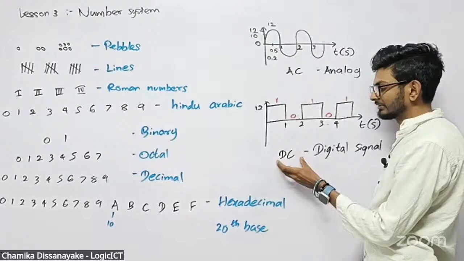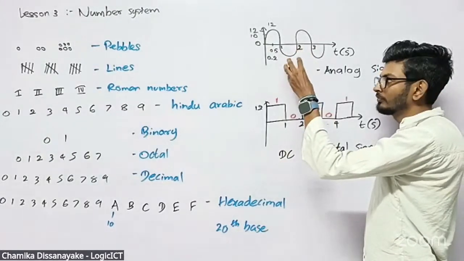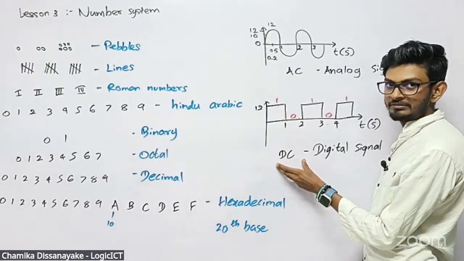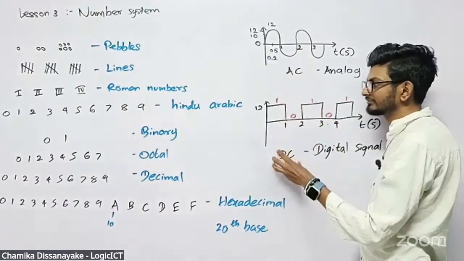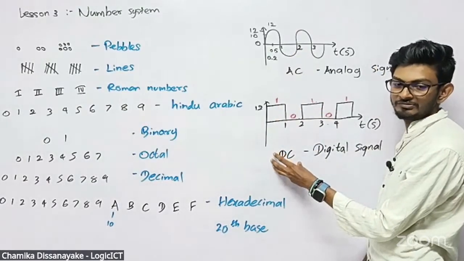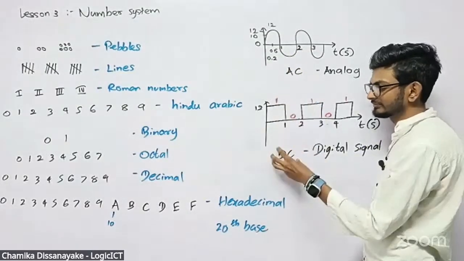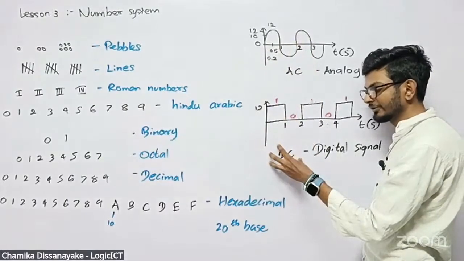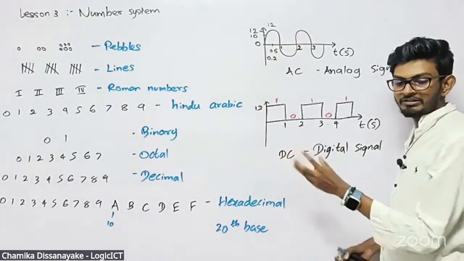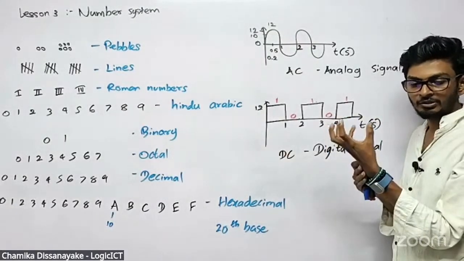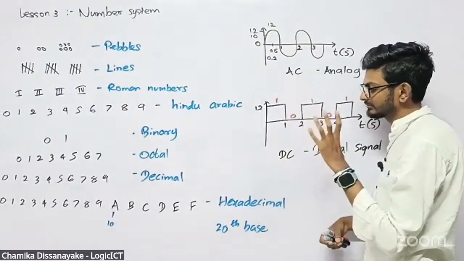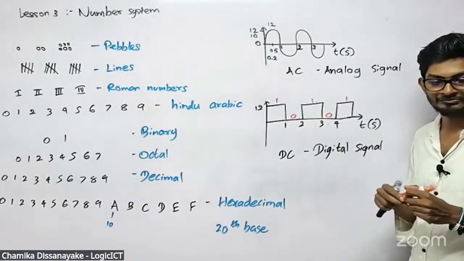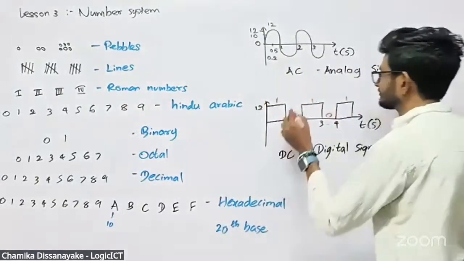Our home has the AC current, but our computer uses DC current. That means we have to convert AC to DC. What is the device we are going to use to convert AC to DC? We need a separate device to convert this AC current to DC current. What is the device? I think you know. Yes, good. Power supply.